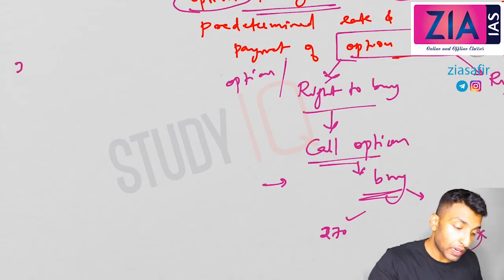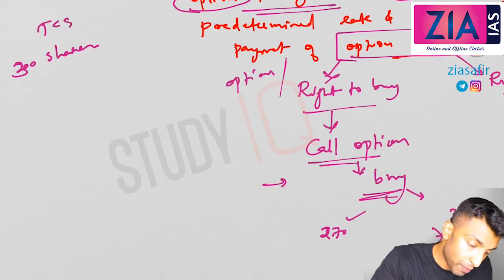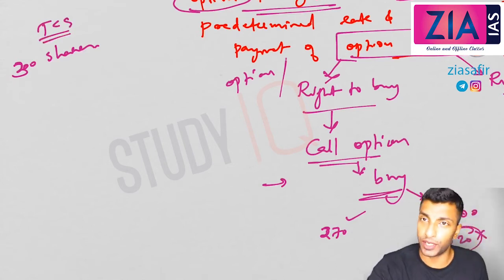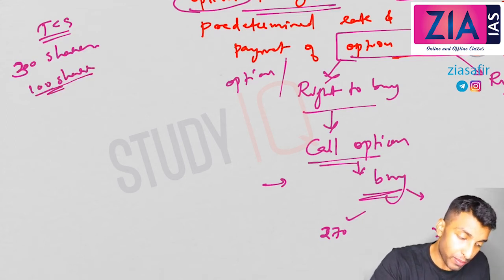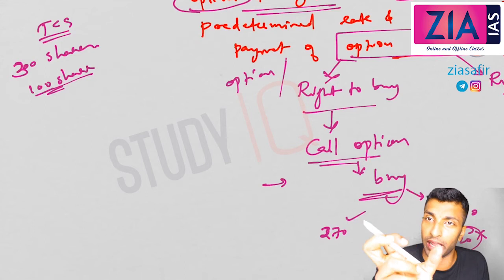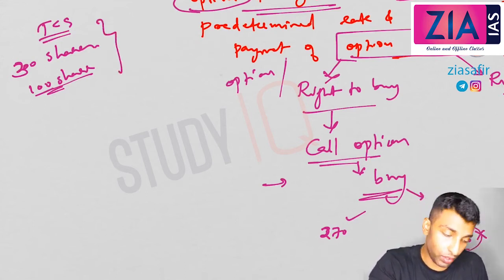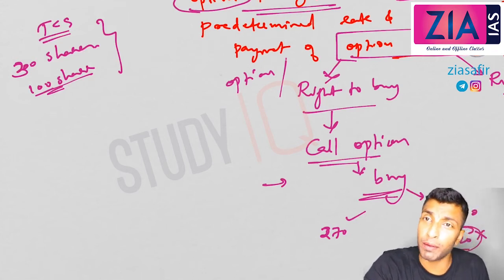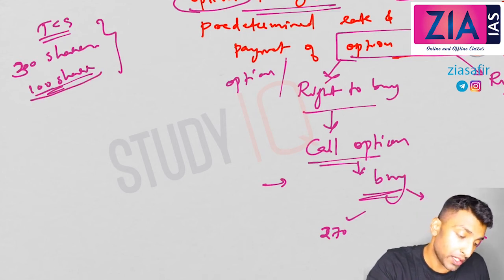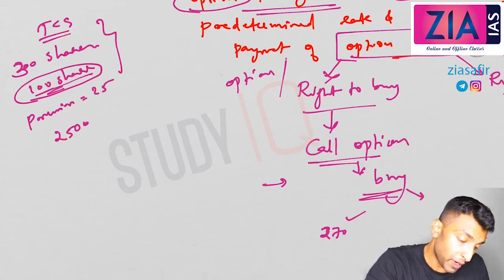Let's suppose 300 is a share price. Let's say TCS. Now 300 is the share price and you need to buy 100 shares, because you can't buy one single share, you have to buy in lots. So how much does it cost? You are not paying that cost immediately, because you are paying a premium. For example, per share premium is 25 rupees. How many shares are there? 100 shares. So how much premium are you paying? 2500 premium you are paying.